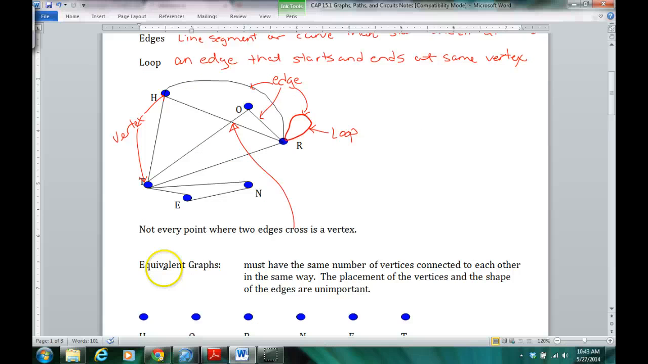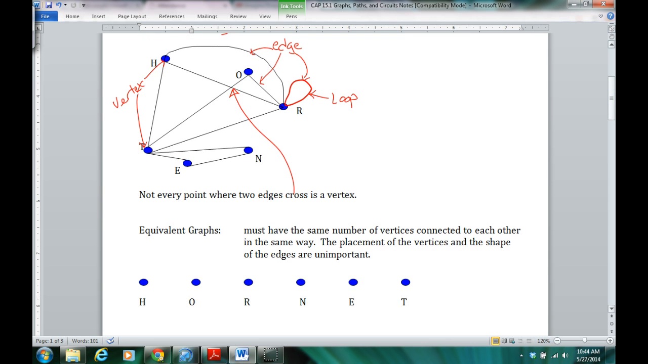We want to talk about equivalent graphs next. They must have the same number of vertices connected to each other in the same way. The placement of the vertices and the shape of the edges are unimportant. So the scale is not important on these, and the shape is not important. You can have an equivalent graph as long as the connections are the same. Okay? So if you look up here, this graph that we drew up here, it's actually the word hornets. Okay? Now I'm going to draw the same equivalent graph down here below. And I know they're going to be equivalent because my edges will be, the connections will be the same.